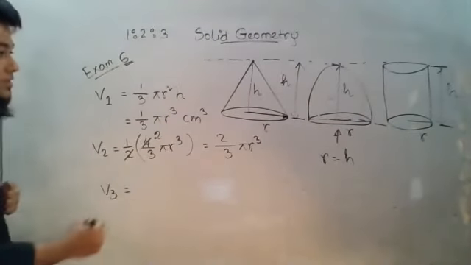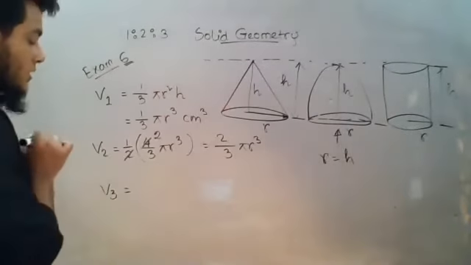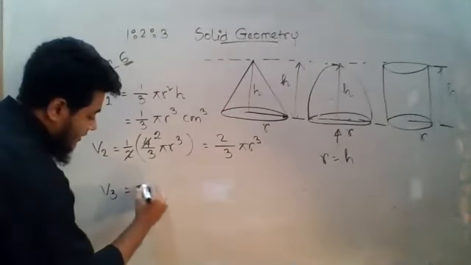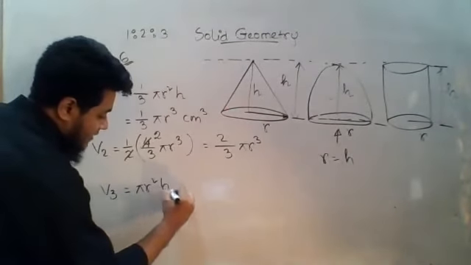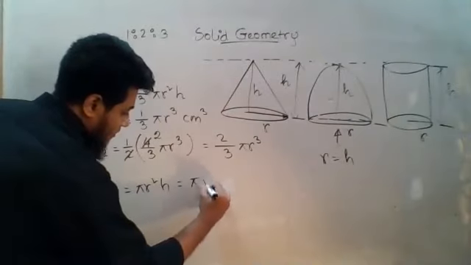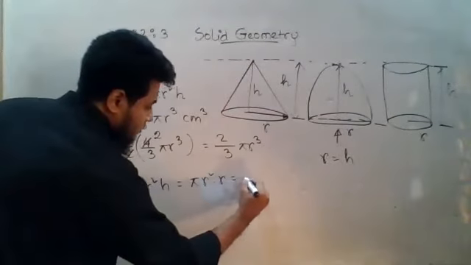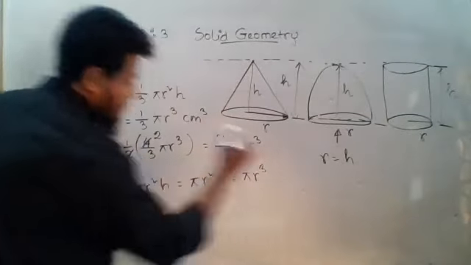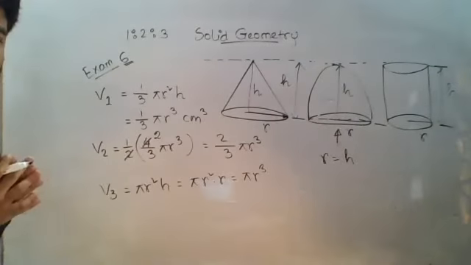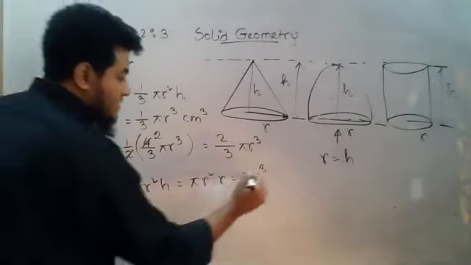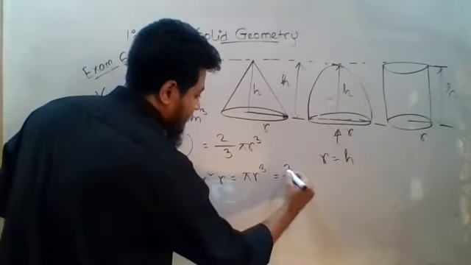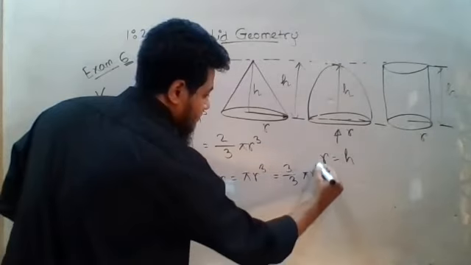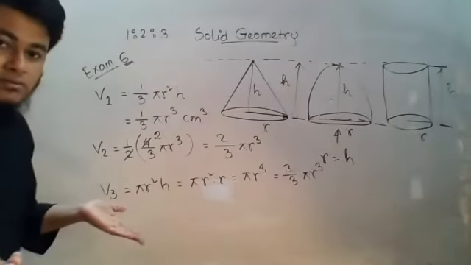V3, that is for cylinder. The formula to find out the volume of a cylinder is pi r square h. So it will be pi r square into r. So it will be pi r cube. I can write it pi r cube, right? Just for the sake of similarity, can I write it 3 by 3 pi r cube? If I want, I can write it. No problem, right?